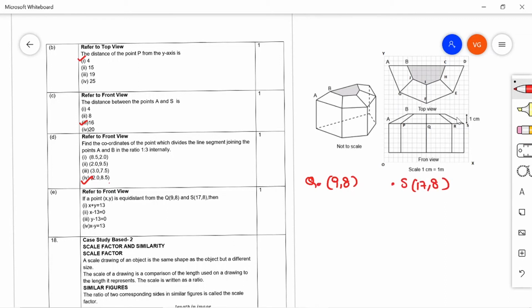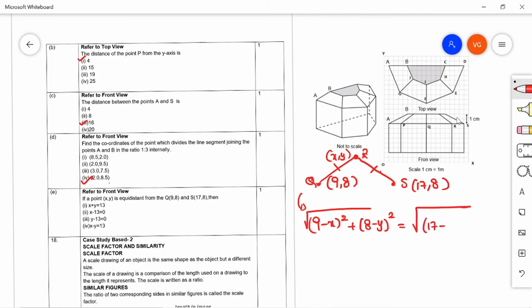For these two points, you have to find another point which is at equal distance. Let us say that point is X, Y, and call it R. Equal distance means QR should be equal to RS. The distance formula is square root of (x2 minus x1) whole square plus (y2 minus y1) whole square. For the line QR, that will be square root of (9 minus x) whole square plus (8 minus y) whole square, is equal to, on this side, (17 minus x) whole square plus (8 minus y) whole square.